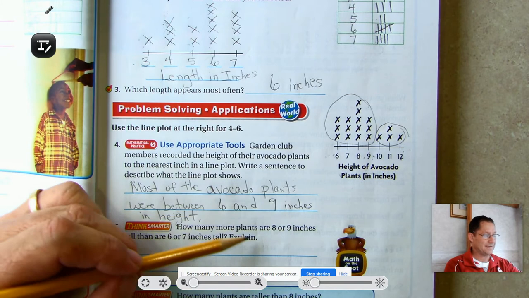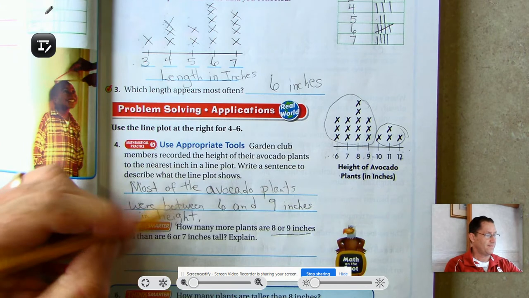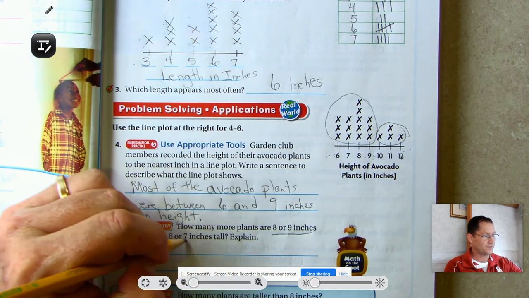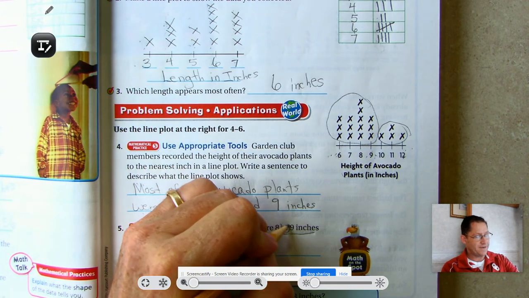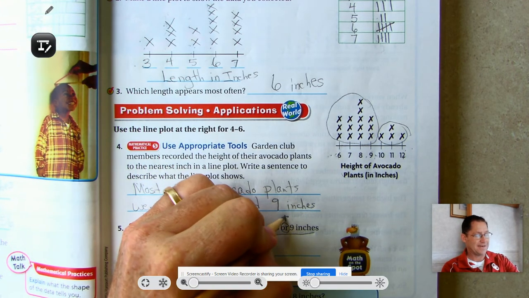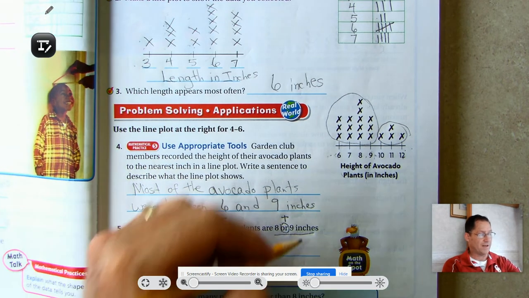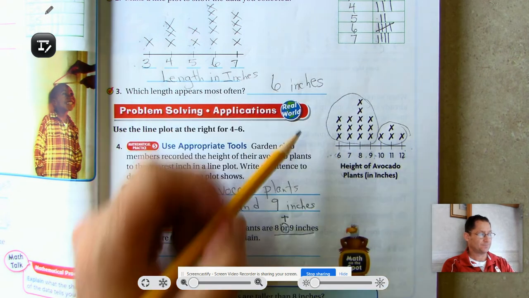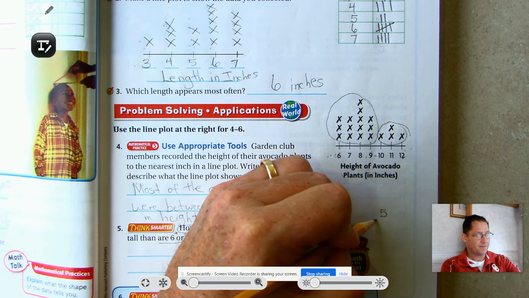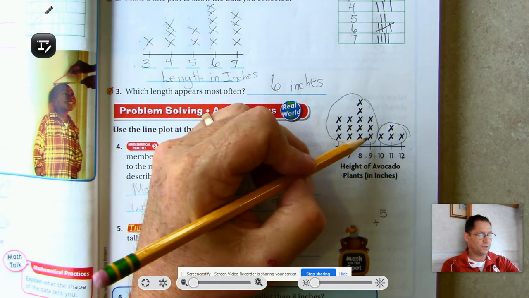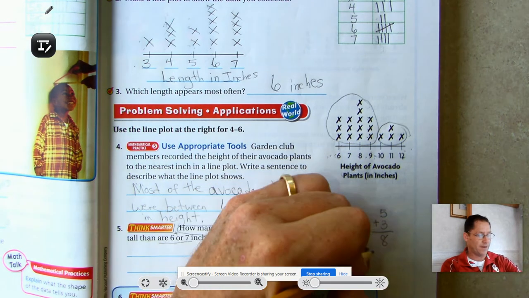Okay, how many more plants are 8 or 9 inches than are 6 or 7? How many more tells me subtract. This word right here, or, is like an and, so that would be plus and plus. So we're going to add 8 and 9. 8, 1, 2, 3, 4, 5, plus 9 inches, 1, 2, 3. So there were 8 plants that were 8 or 9 inches.